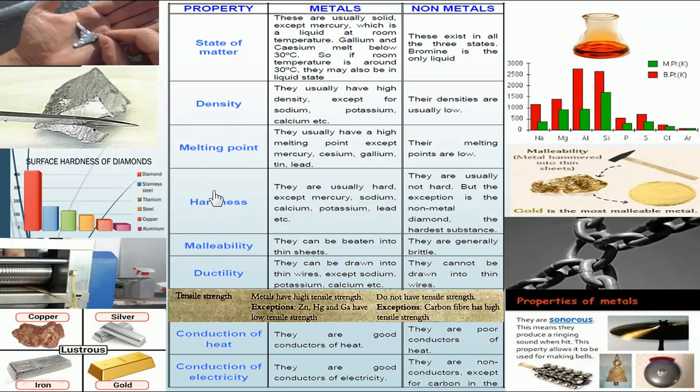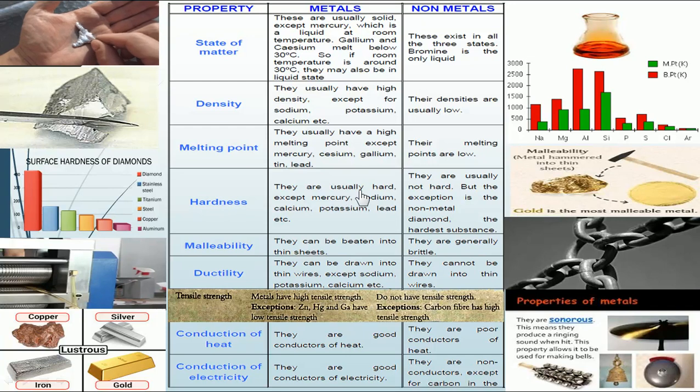Come to the next point, hardness. What do you mean by hardness? It's one of the properties of metal. If you hammer it, it doesn't break. Then we say hard and strong. See, the metals are usually hard because when you hit them with something, they don't change their shape. When you apply a lot of pressure, they change their shape. So they are usually hard. But exceptions like mercury, sodium, calcium, potassium, because they are very soft metals, we can easily cut with a knife. So they are soft.